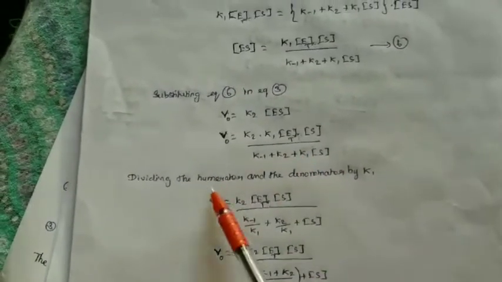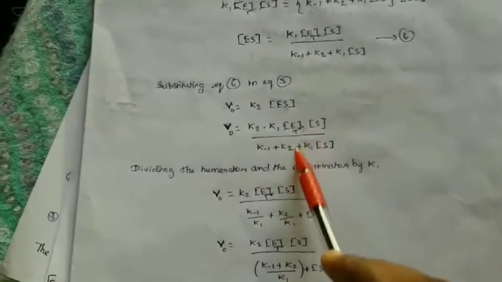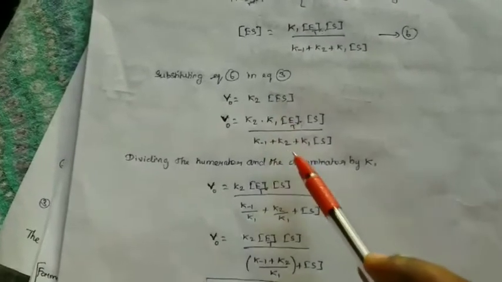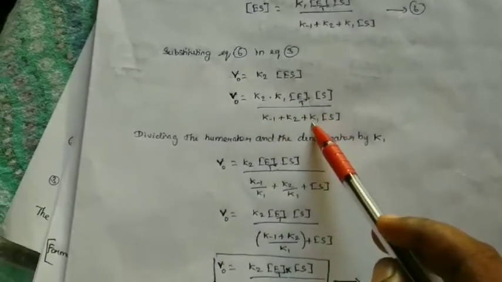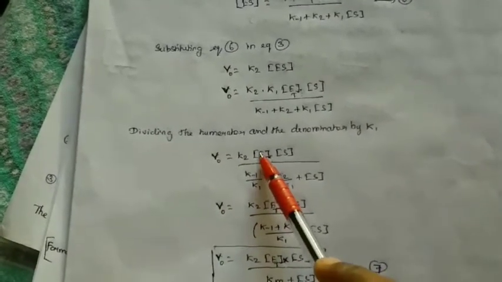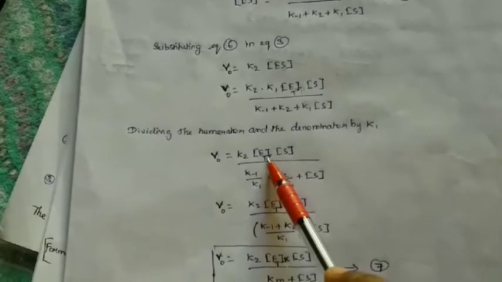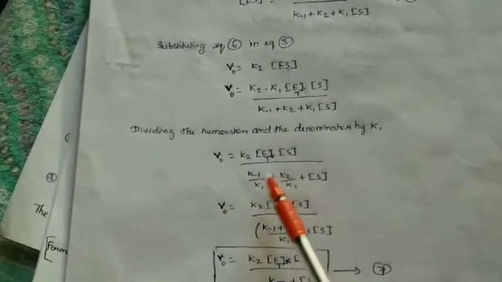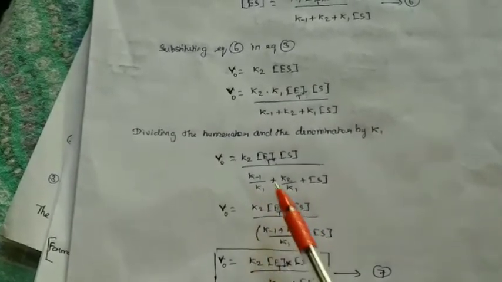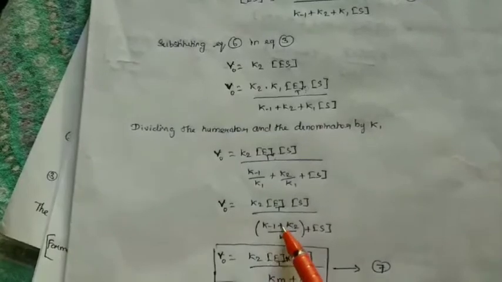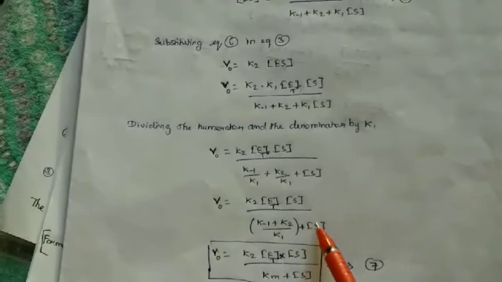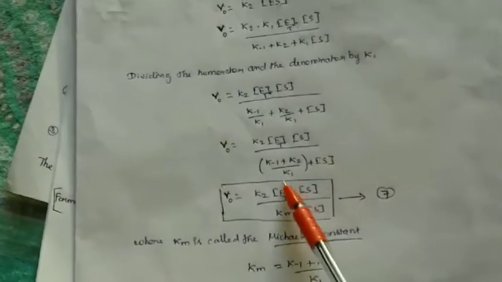By dividing the numerator and denominator by K1, this K1 will get cancelled out and this K1 also will get cancelled out. So remaining, V0 is equal to K2 into total enzyme concentration into substrate concentration divided by, overall K1 is there, so (K-1 plus K2) divided by K1 plus substrate concentration.